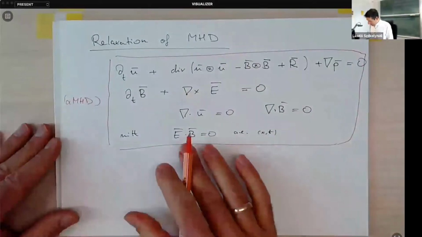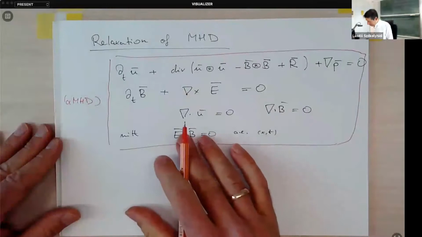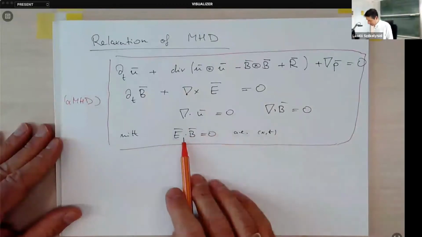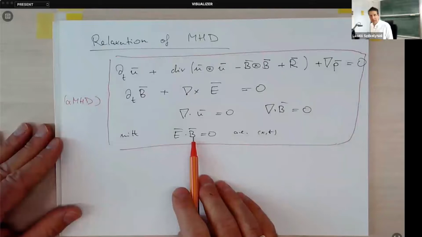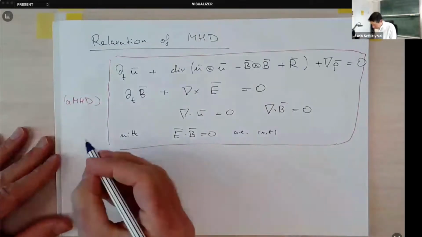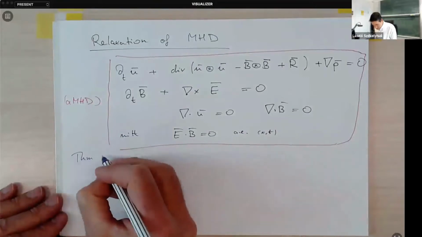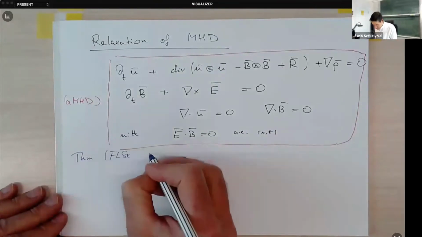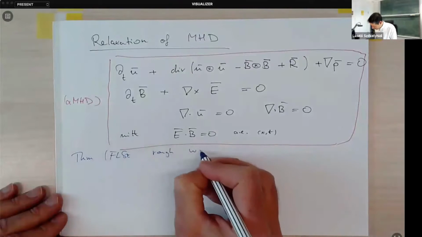In the physics literature, I was not able to find this condition, but this is very important. Because with this additional condition, what we can prove, and now I'm just going to state a very rough version, so rough, and work in progress.